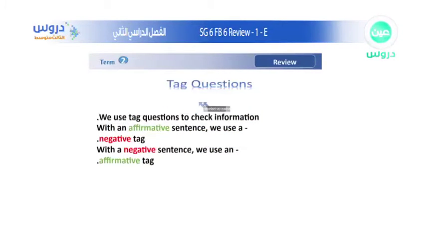Okay. Tag questions. We use tag questions to check information, as mentioned previously, just to make sure. With an affirmative sentence, we use a negative tag. With a negative sentence, we use an affirmative tag. So if the sentence is affirmative, the tag is negative. If the sentence is negative, the tag must be positive as well.